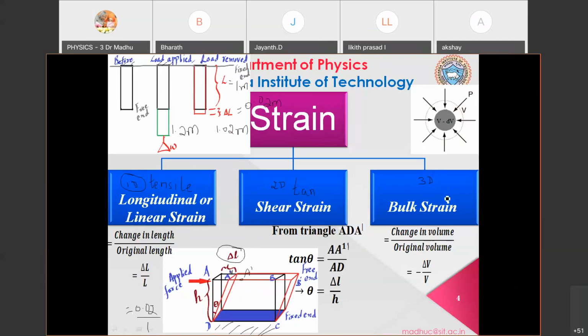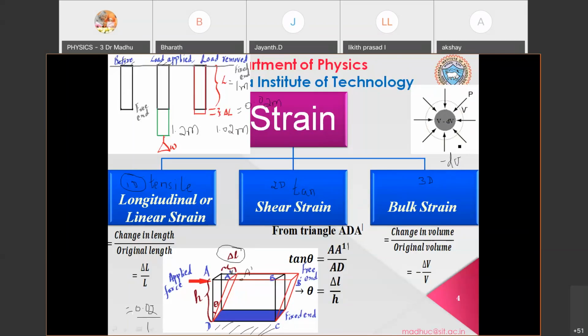The last one is the bulk strain, which is the change in volume. Initially the volume was, let us take, V. If you apply a compressive force, that is when you are compressing this, then the volume will shrink by a quantity dV. So dV is the change in the volume.